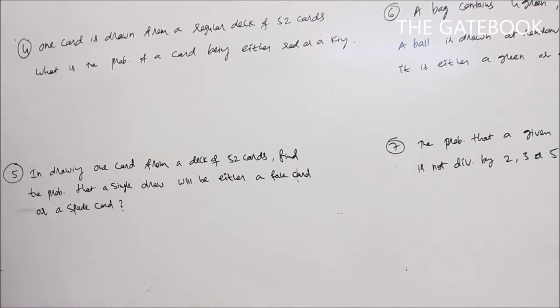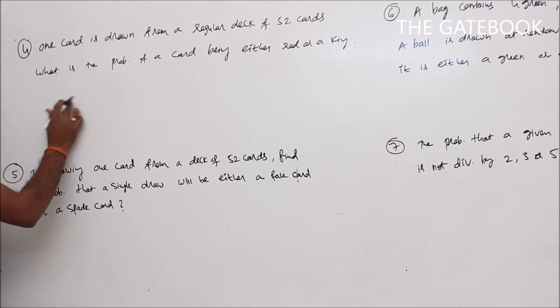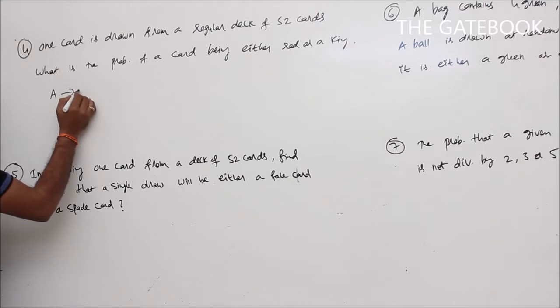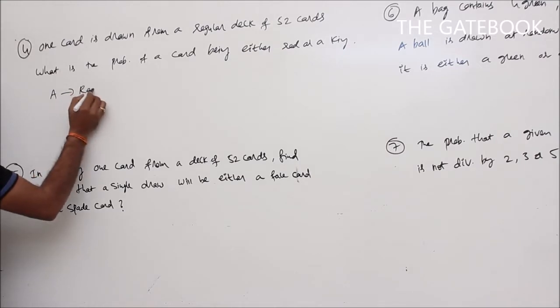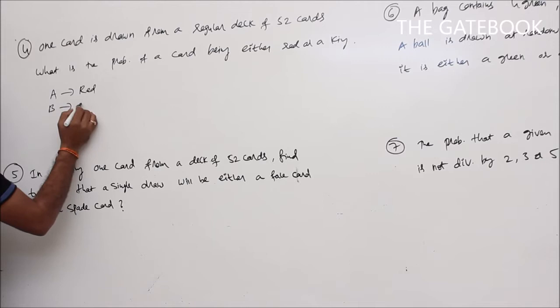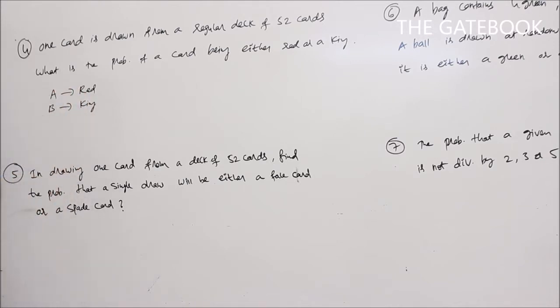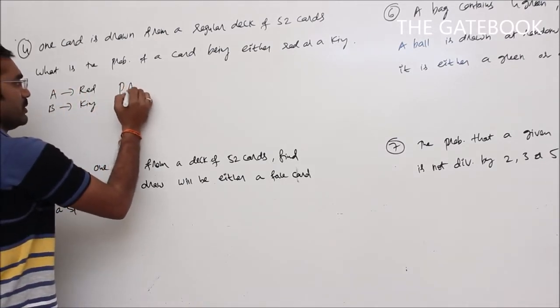Next problem on probability. One card is drawn from a regular deck of 52 cards. What is the probability of a card being either red or a king? See here, how many red cards are there? How many king cards are there? Totally we have 26 red cards. So red or king means let A be the event of drawing a red card and B be the event of drawing a king card. So red or king means find P of A union B.